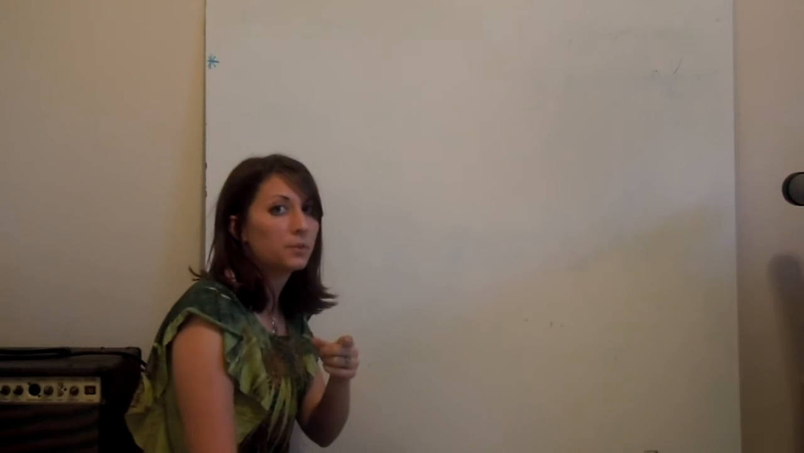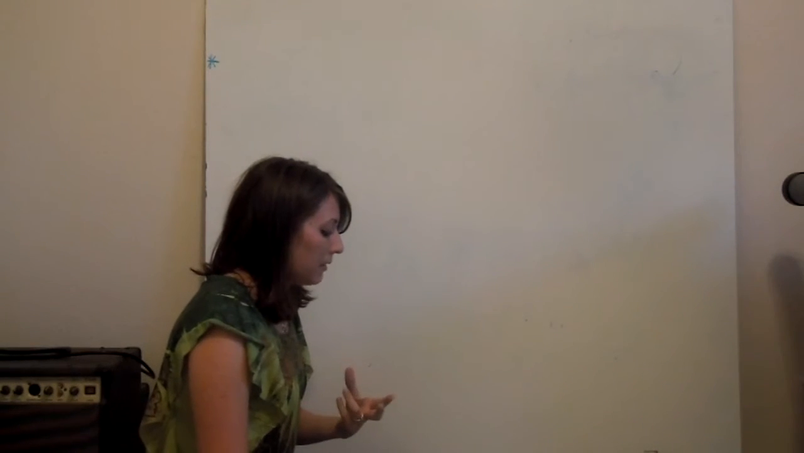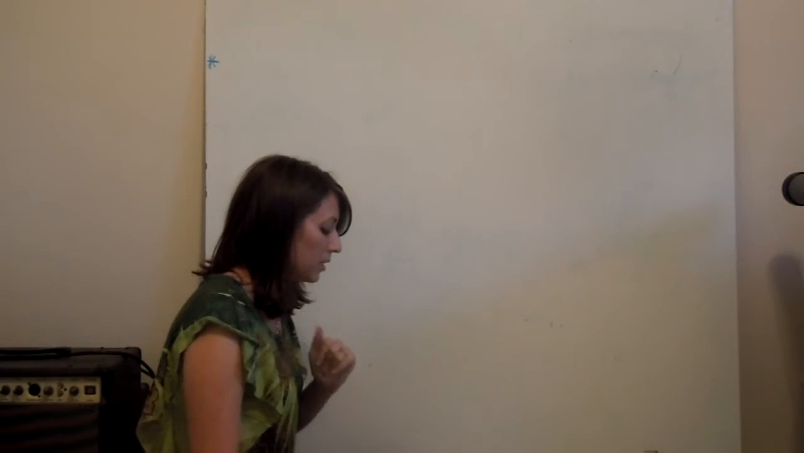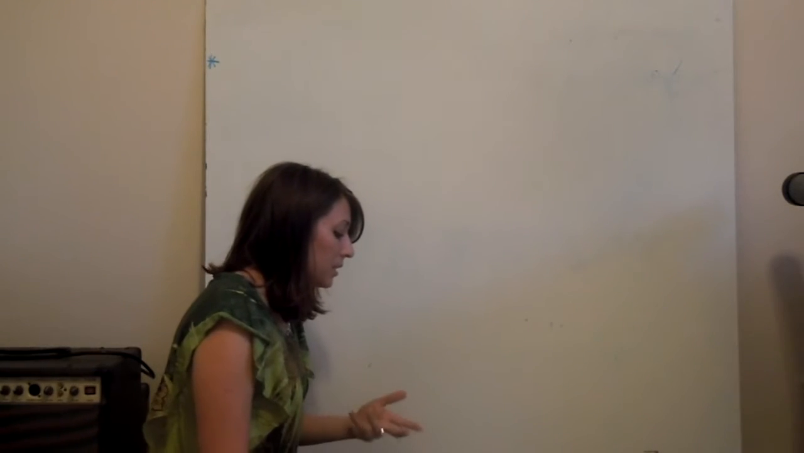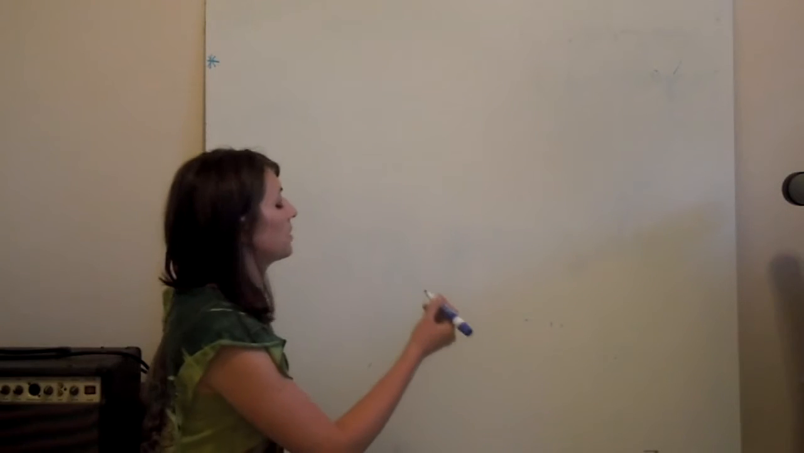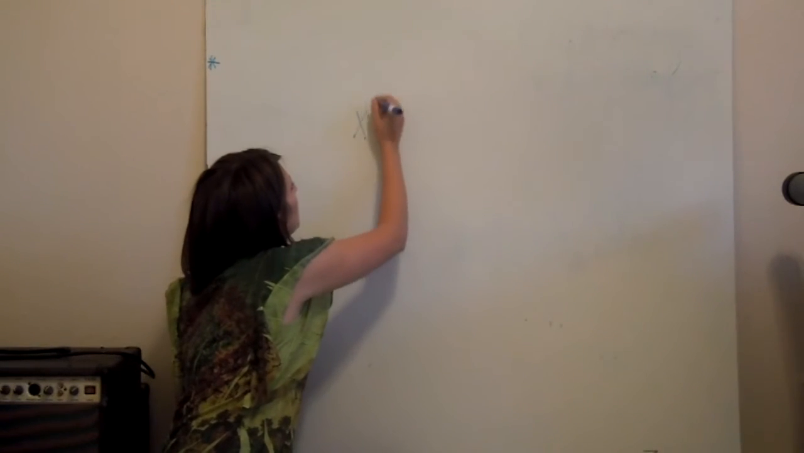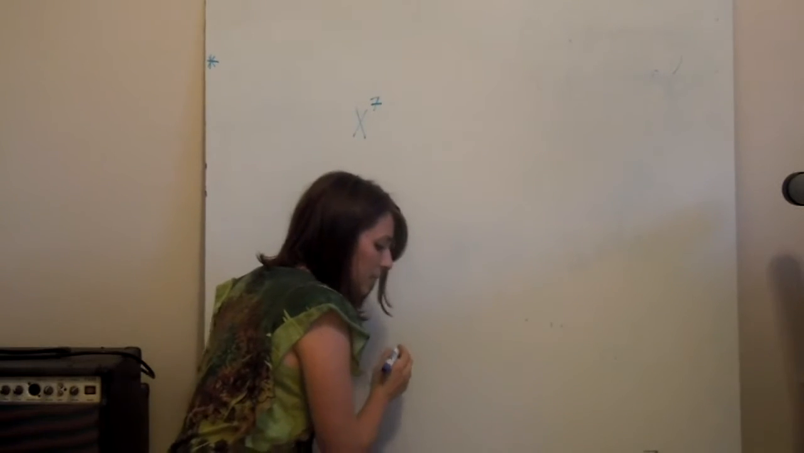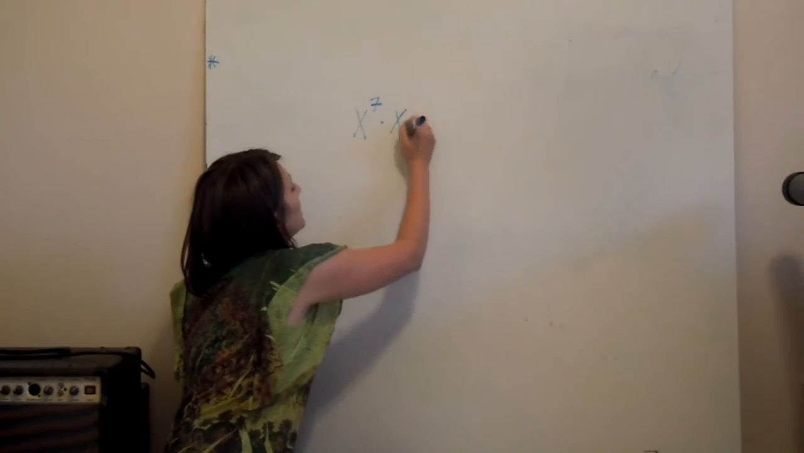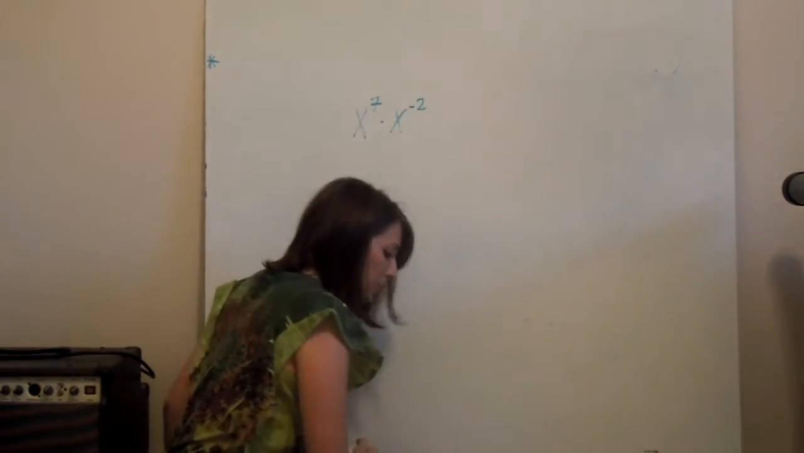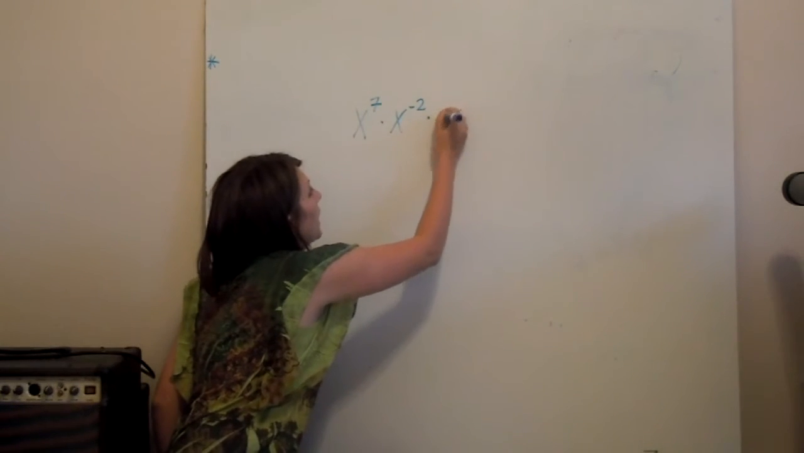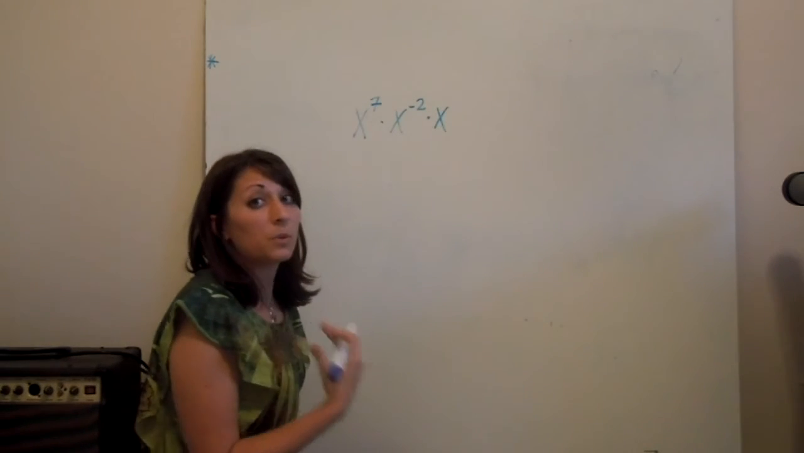Okay, so the first one that we're going to do is the product rule. If you're using the book that we have, it's on page 346, number 21. So the problem is x to the 7th power times x to the negative 2 power times x. We need to simplify this, and so we have to use the product rule.